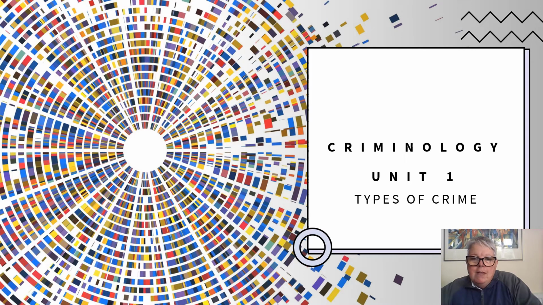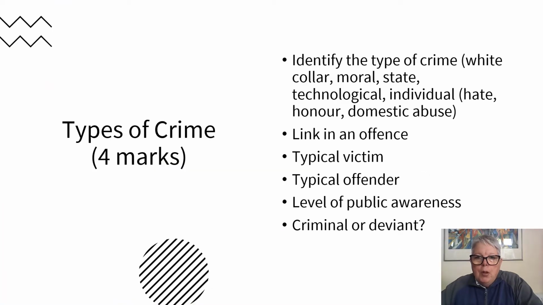So the first AC is types of crime, and I've got to warn you that most students write far too much for this section. It's only worth 4 marks, and the examiner is looking for very specific things. So if you follow these instructions when you do your write-ups, you will be absolutely fine. Okay, so what are they looking for?